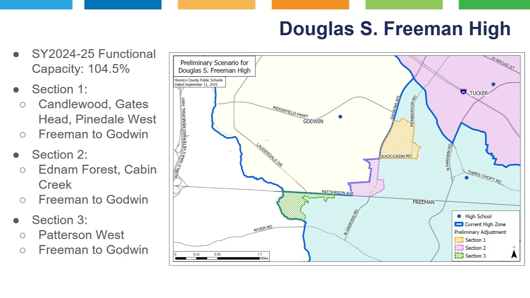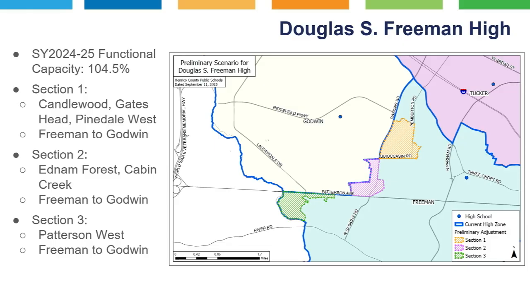And then section 2 is part of Pinchbeck, the only part of Pinchbeck west of Gaskins that doesn't currently go to Godwin. Pinchbeck is split between Godwin and Freeman. And then section 3 is that part of Carver we talked about before.